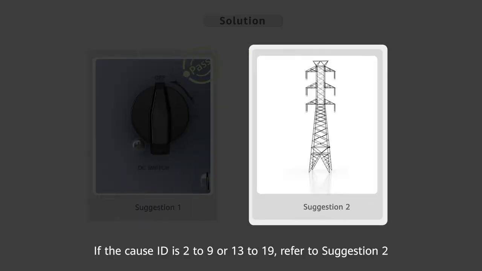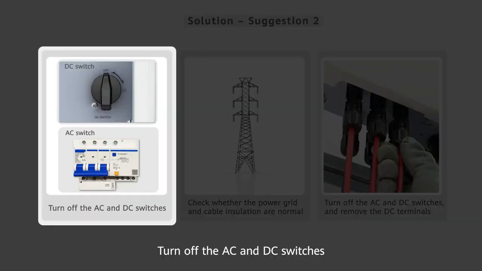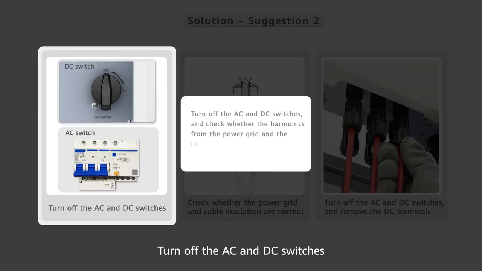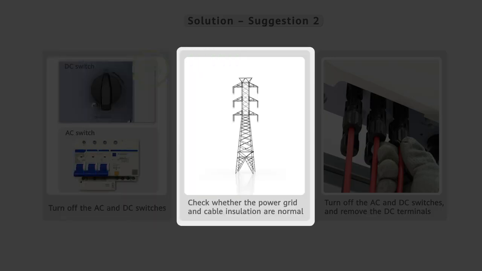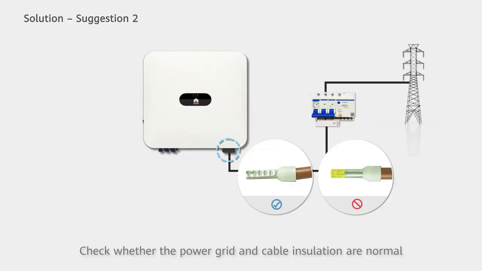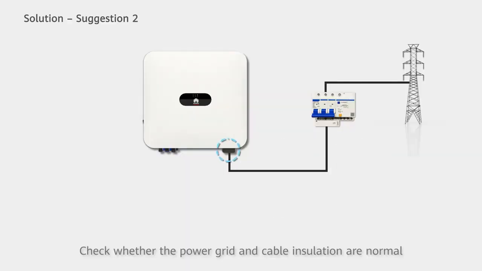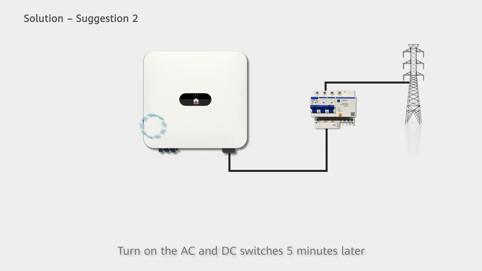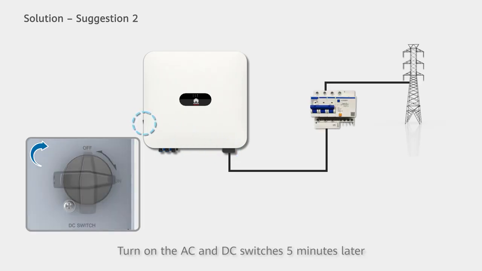If the cause ID is 2 to 9 or 13 to 19, refer to suggestion 2. Turn off the AC and DC switches. Check whether the power grid and cable insulation are normal. Turn on the AC and DC switches 5 minutes later.